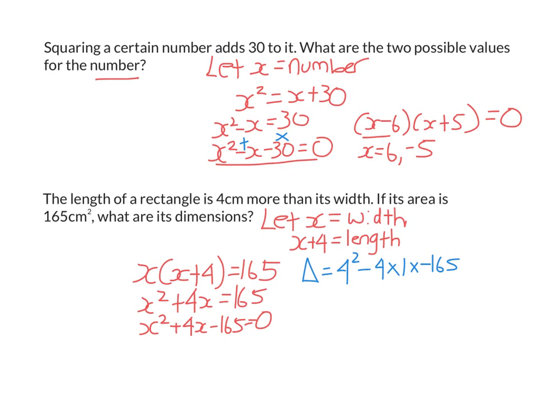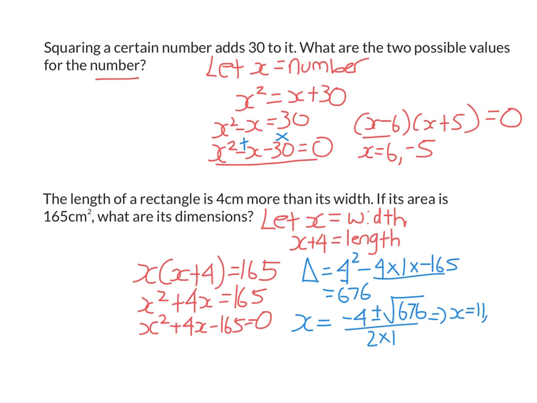So first I calculate the discriminant, b squared minus 4ac, and I should get 676. So now I go through the quadratic formula. X equals minus b plus or minus the square root of the discriminant over 2 times a. Two solutions here. The first solution is x is minus 4 plus root 676 over 2, so that's minus 4 plus 26 over 2, which is 11. The other solution is minus 4 minus root 676 over 2, and that gives me negative 15.